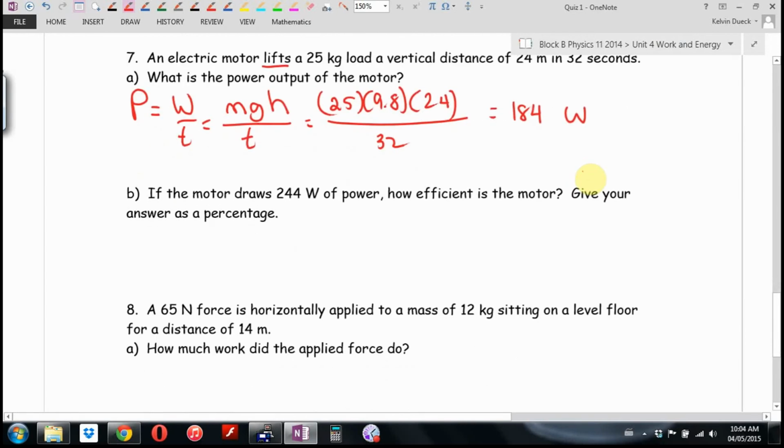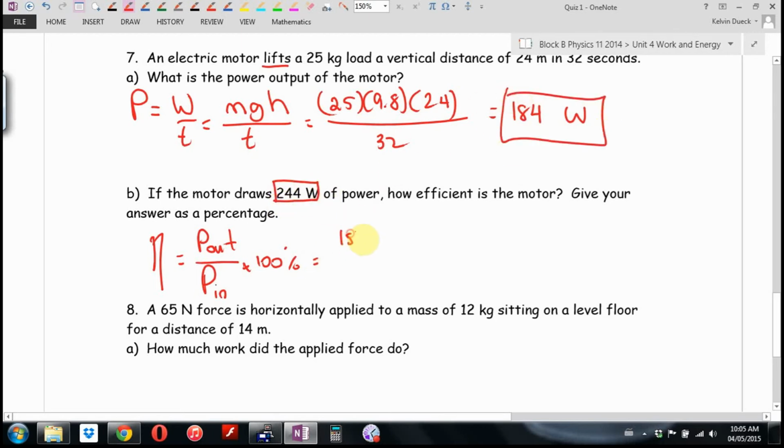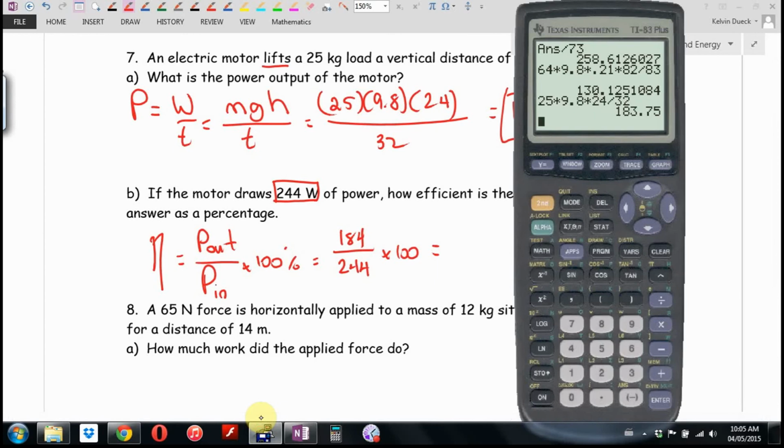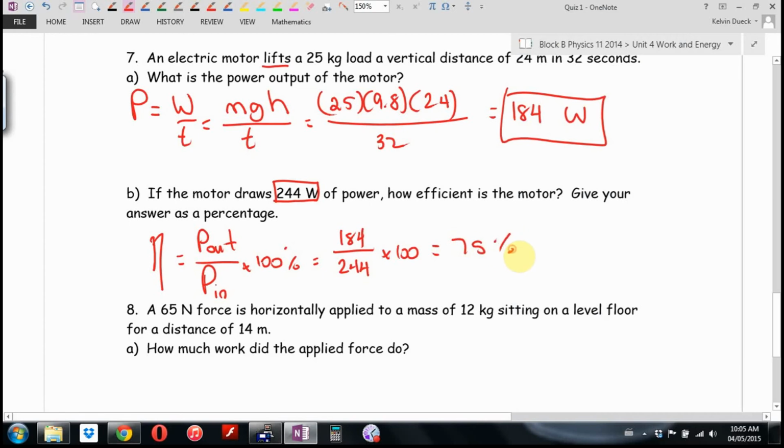How efficient is the motor? Well, efficiency is power out divided by power in. But really what I know, it's the smaller number divided by the bigger number. So it's going to be 184 divided by 244 times 100%. 183.75, I'll use that, divided by 244 times 100. Looks like it's about 75% efficient. 75.3 if you really want to be fussy, but I'll just go 75% efficient.